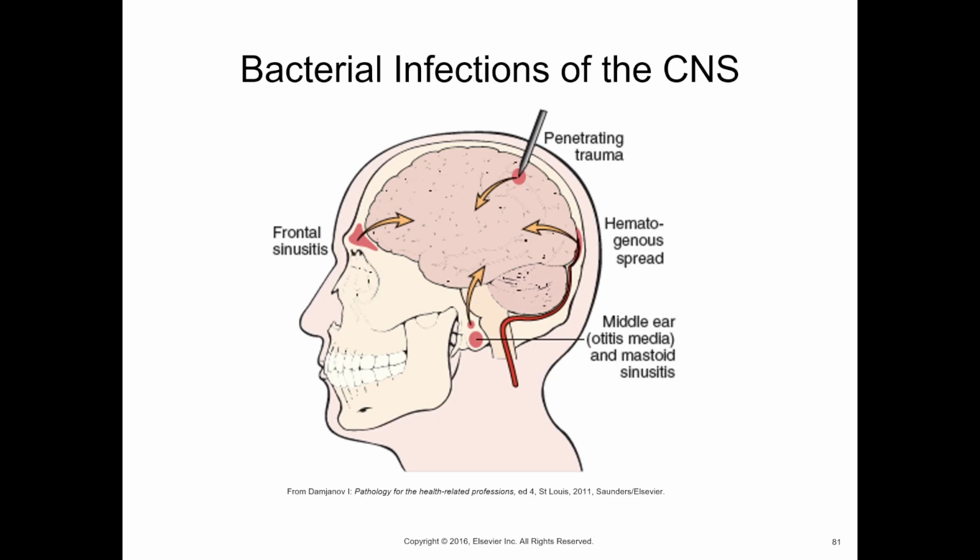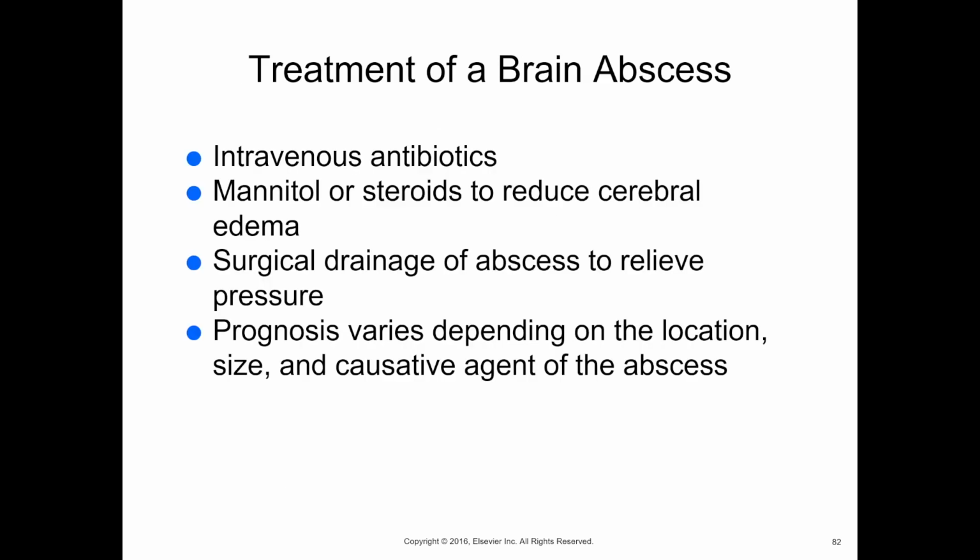You can also get hematogenous spread, meaning you could have an infection from somewhere else. It spreads through your blood. And then there's otitis media. It's not very common, but because infections of the middle ear, especially in children who might not have the most developed immune system, it's so close to the brain, it can spread through tissue that way as well.